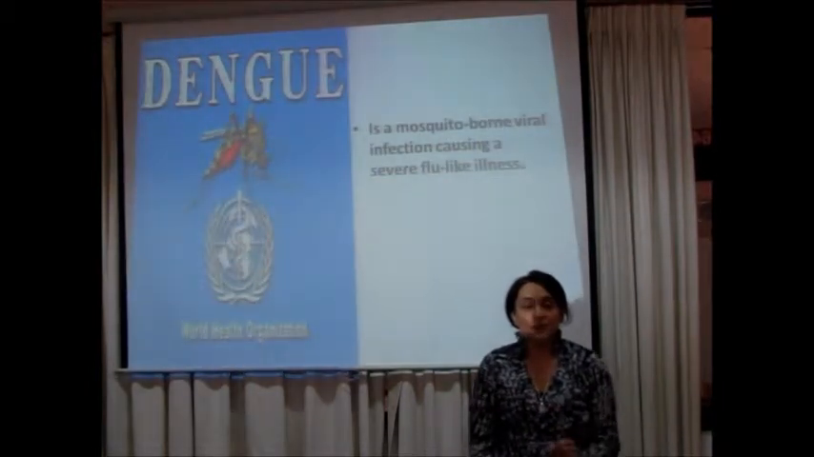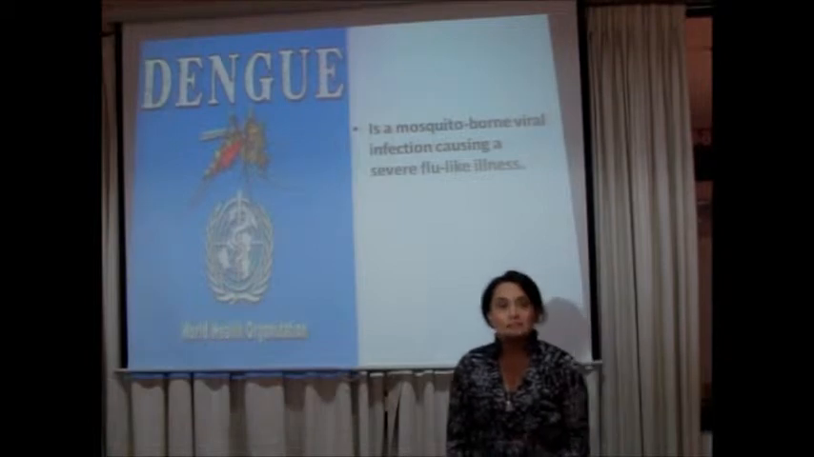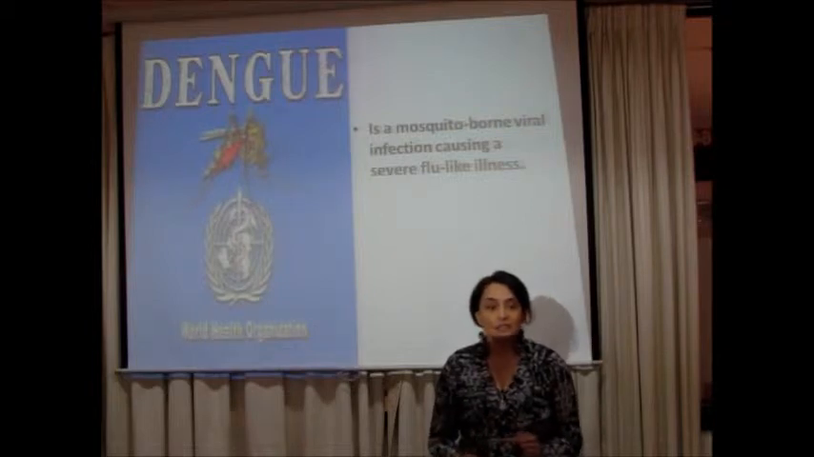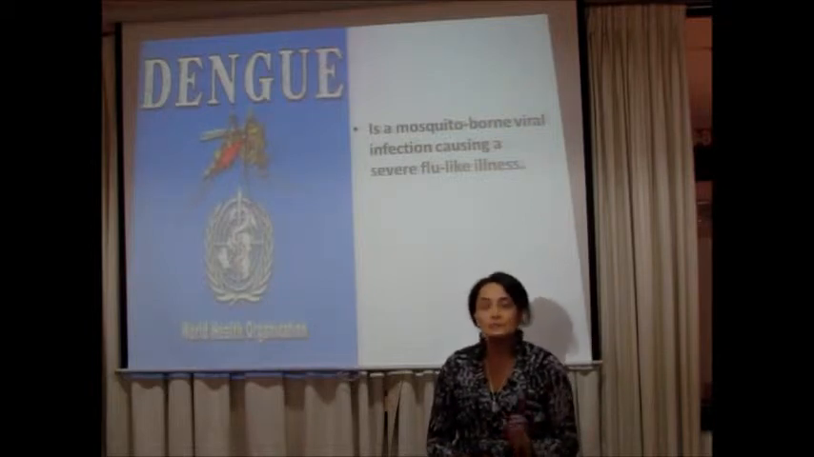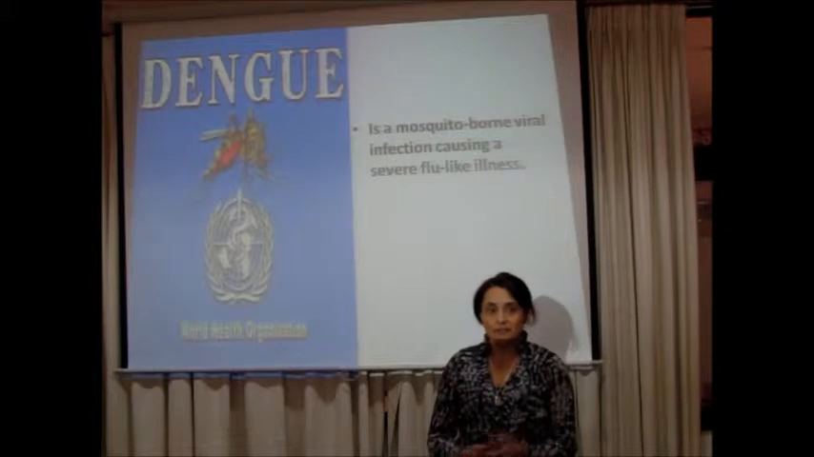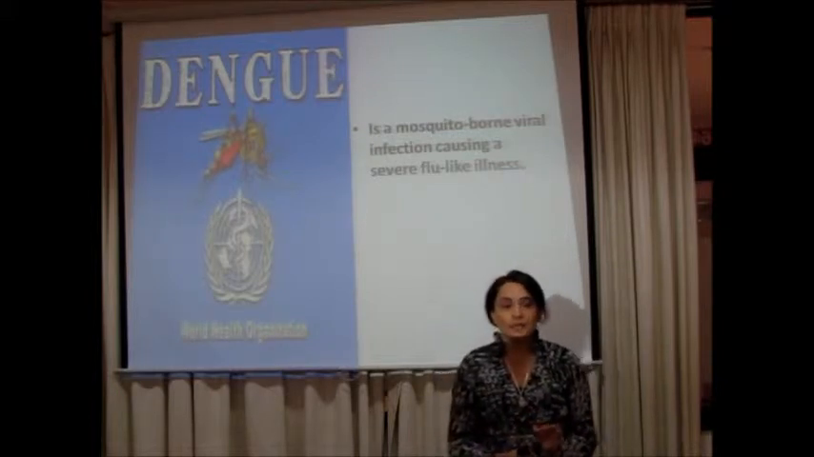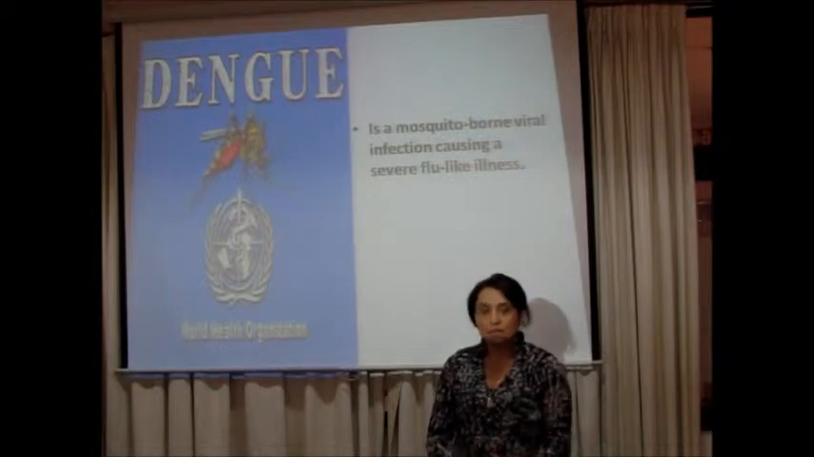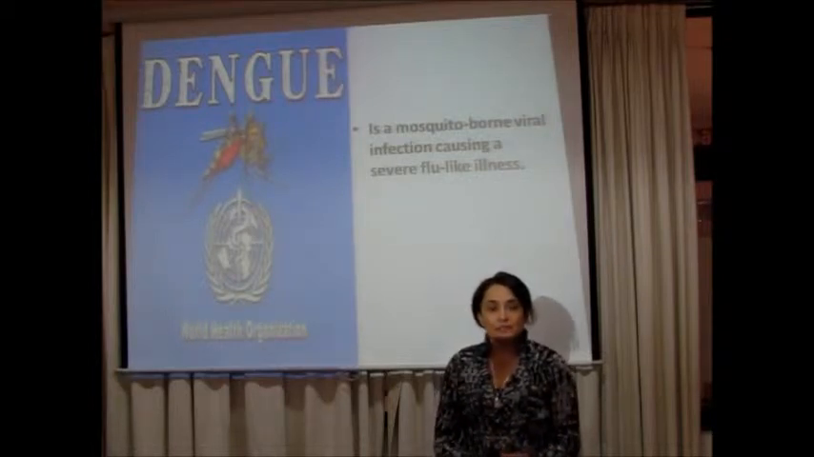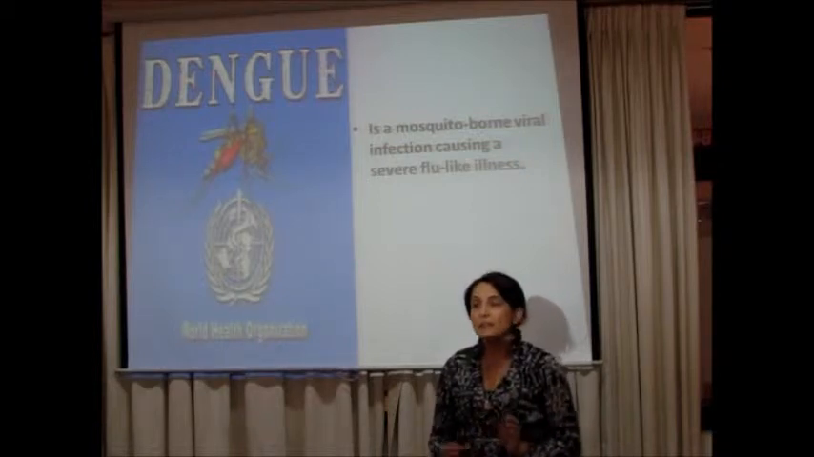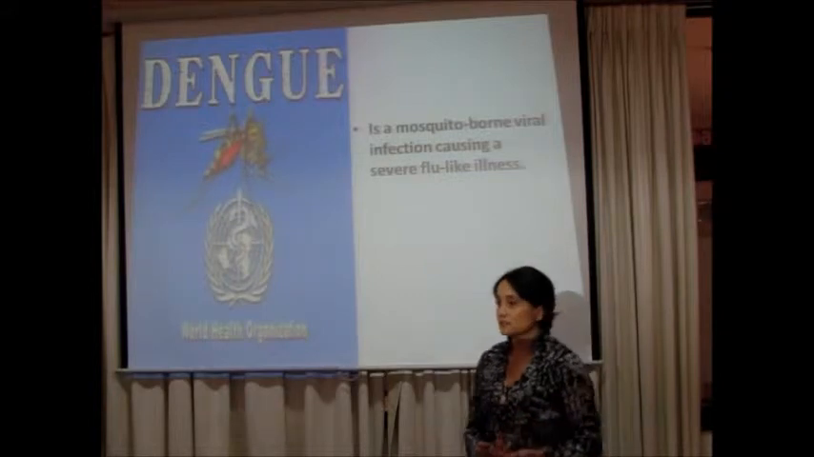According to the World Health Organization, dengue is a mosquito-borne viral infection that causes a severe flu-like illness and sometimes a potentially lethal complication called severe dengue. Dengue is an infection found in tropical and subtropical regions around the world. In recent years, transmission has increased predominantly in urban and semi-urban areas and has become a major international public health concern.